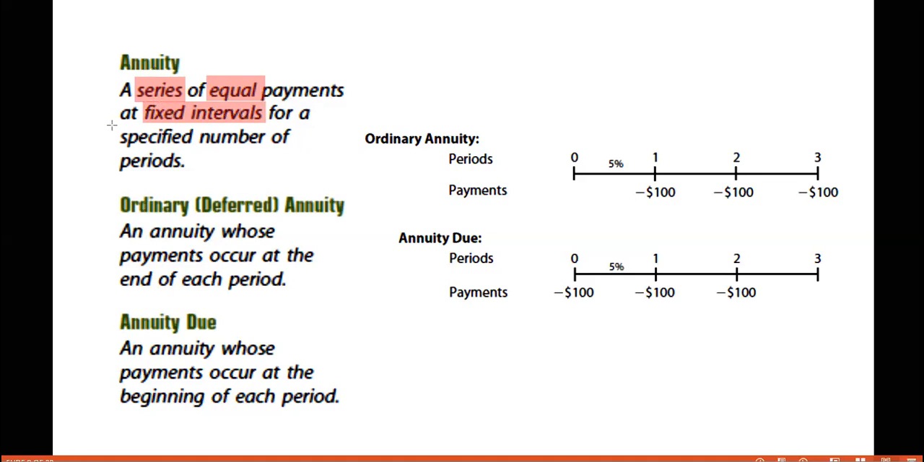The last thing is that the payment should be for a specified number of periods. Meaning the payment should have some fixed number of periods, like it should be for 5 years or for 10 years or for 6 years or for 20 years. Okay, so this is an annuity.